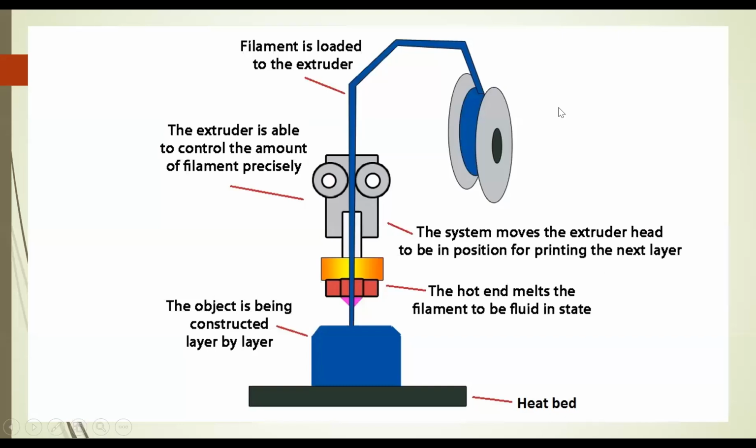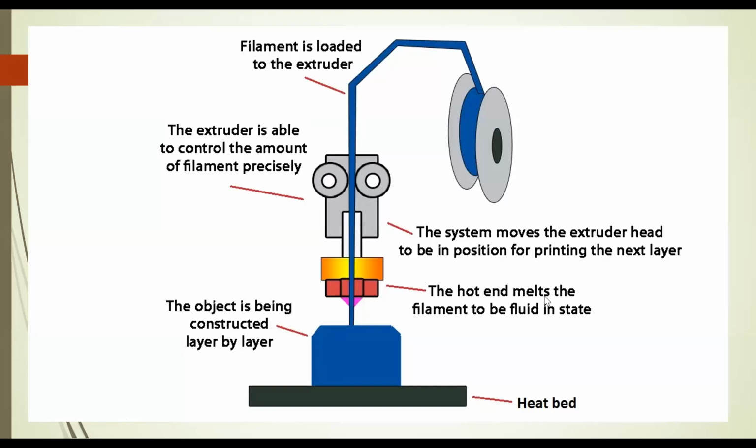Now, this is how the 3D printer works. There is a spool from where the filament feeds inside the printer. The filament is loaded to the extruder, and the extruder is able to control the amount of filament precisely. There are two rollers which feed the filament inside the extruder. This is a hot end extruder, from where the filament gets melted and then your object gets printed, right? So this is how the 3D printer actually works.